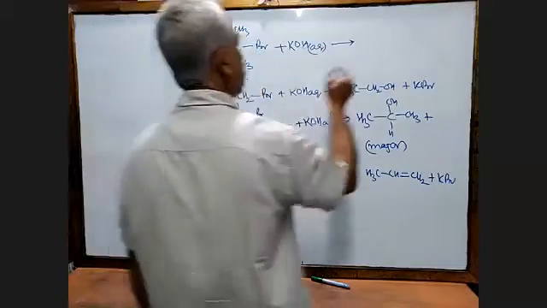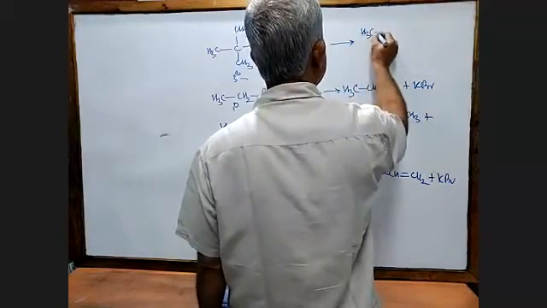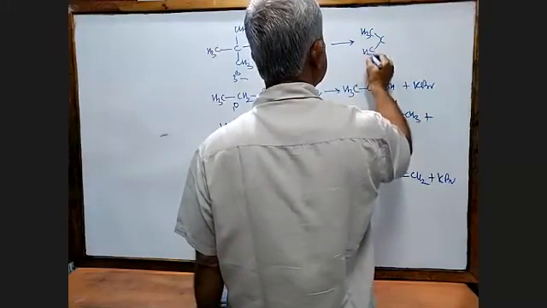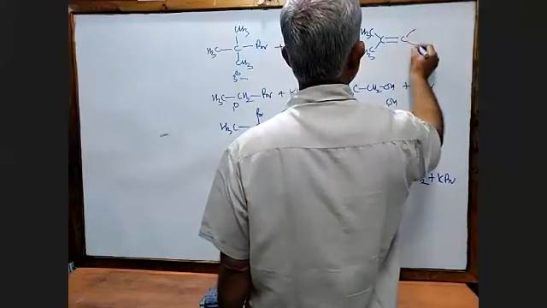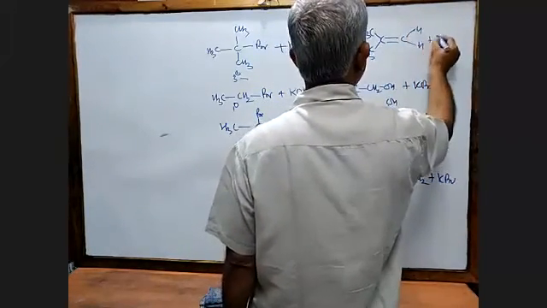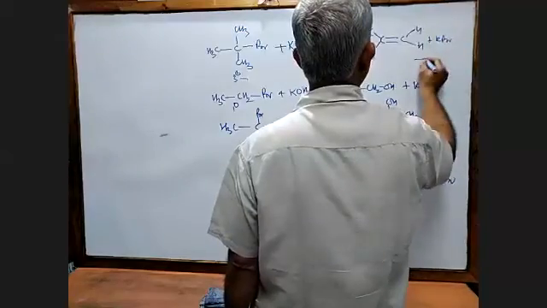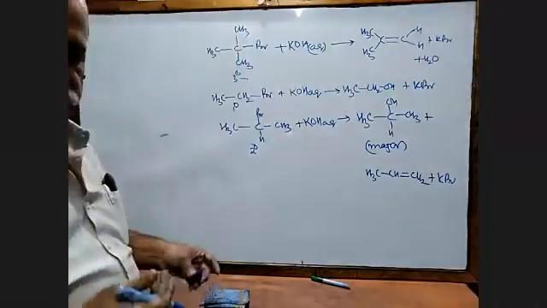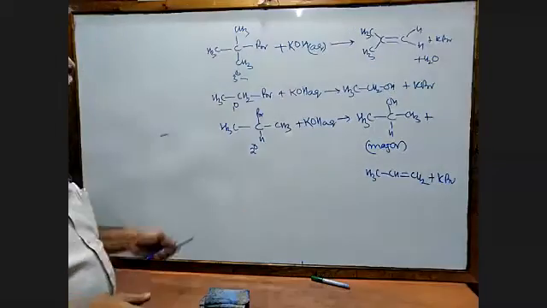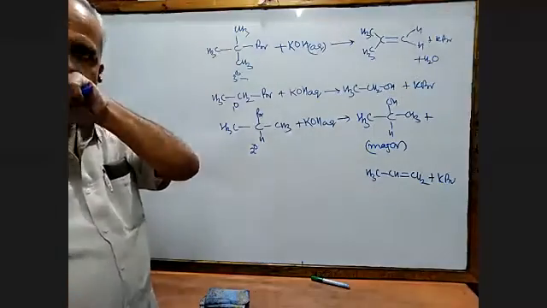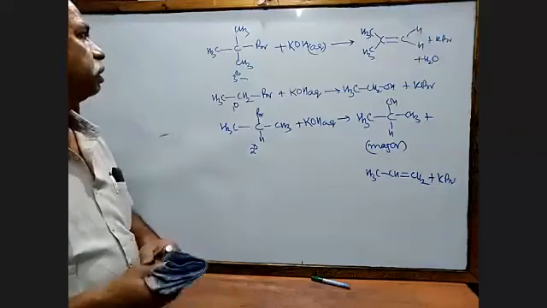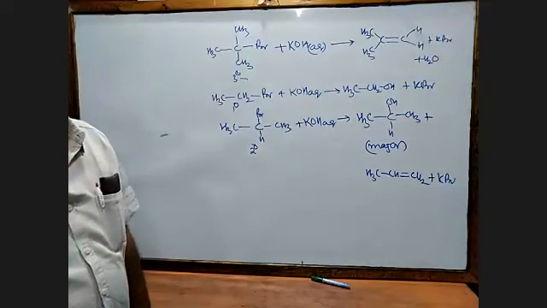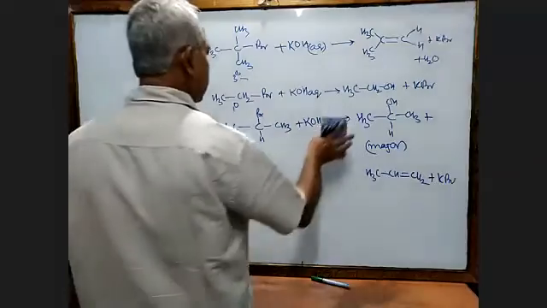H and Br will go. So what are you going to get here? You get CH3, CH, H, ABr plus H2O. You need not write it; you can see and write it later at home. So this is the reaction of potassium hydroxide with the haloalkane. All right.